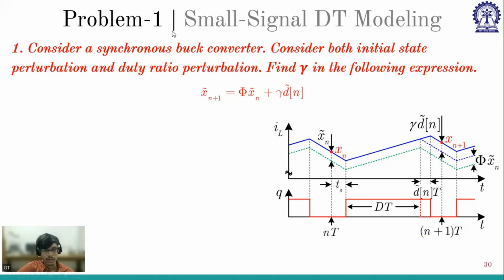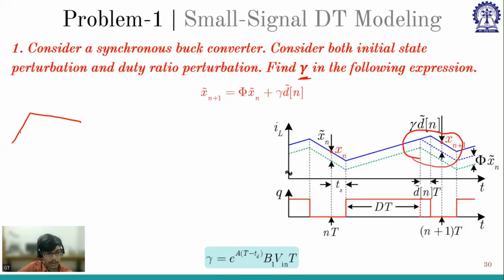So xn plus 1 perturb is phi into xn perturb plus gamma into d perturb, right? I am considering both initial state perturbation and duty ratio perturbation. I am asking you gamma. So how do I get gamma? I have to consider this region, right? So this is my xp, this is my x2, and this is my x1. This is already discussed, but I am just revising it.